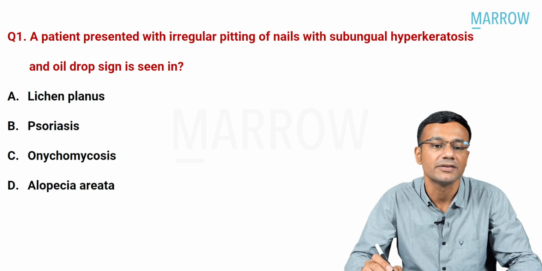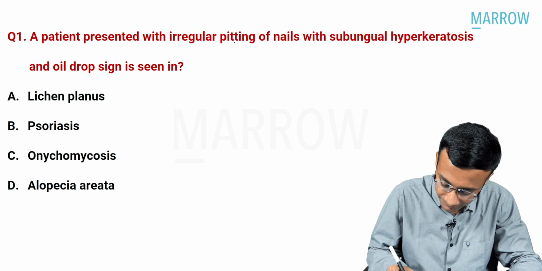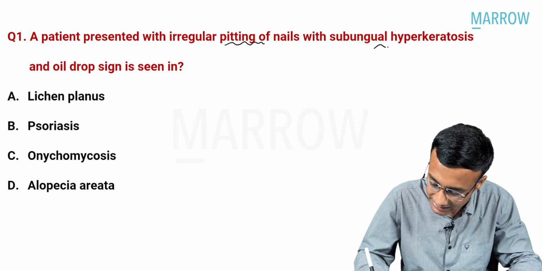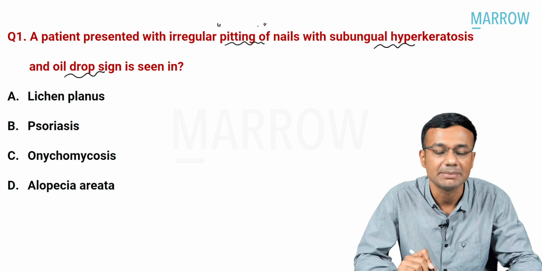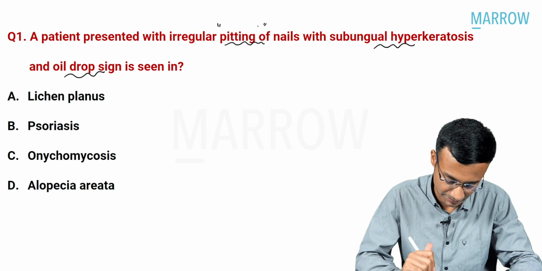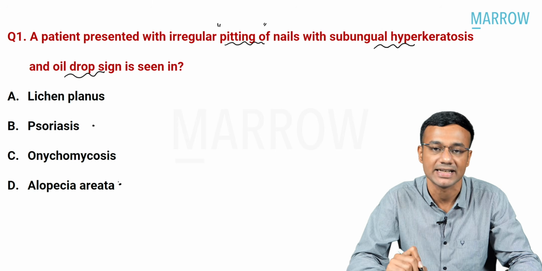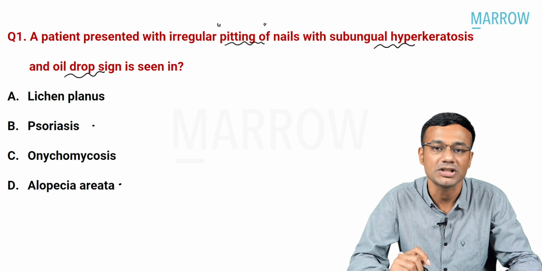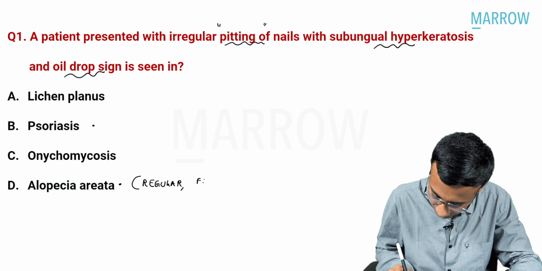A patient presented with irregular pitting of the nails with subungual hyperkeratosis and oil drop sign. Let's look at the keywords here. There is pitting of the nails, subungual hyperkeratosis and oil drop sign. Now, pitting of the nails can be seen in two options which is there in the question. Number 1, it can be seen in psoriasis. It can be seen in alopecia areata as well. Now, please remember students, in alopecia areata, we get regular pitting. You get regular, fine, superficial pitting.